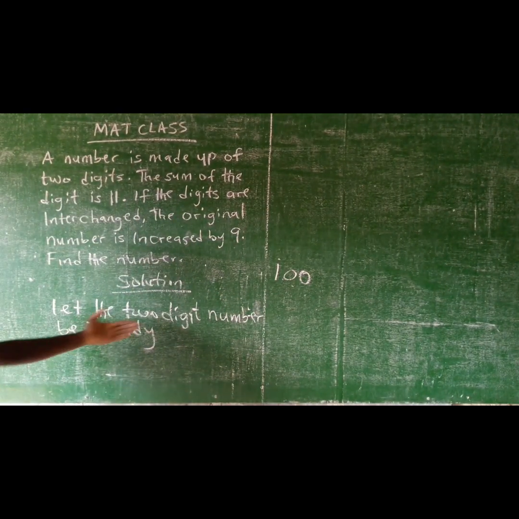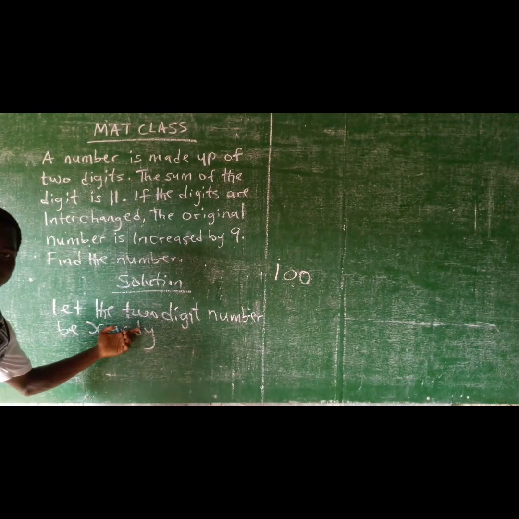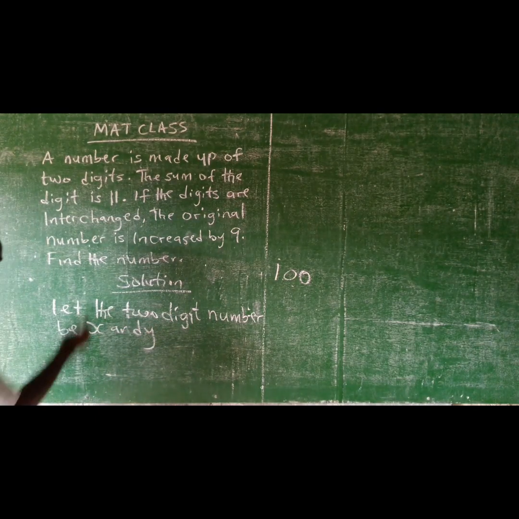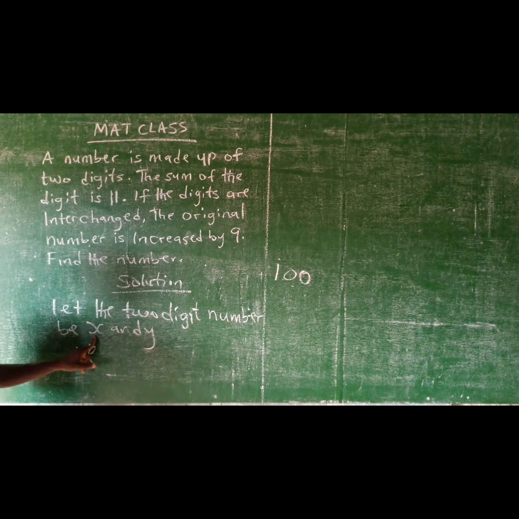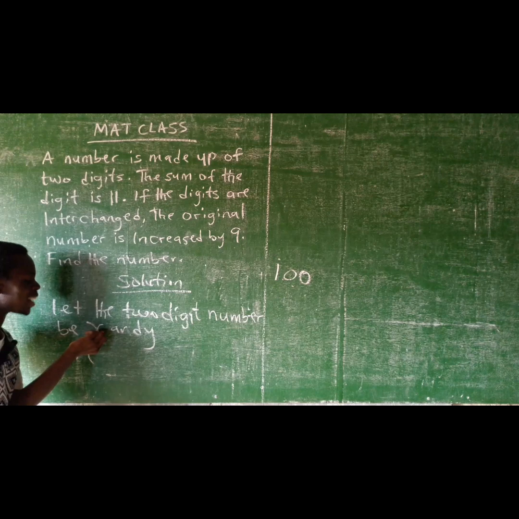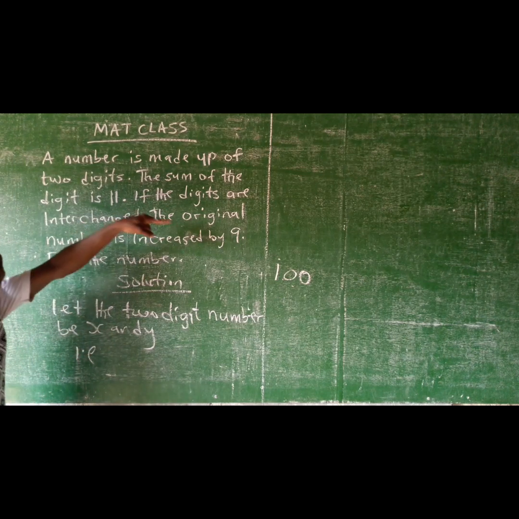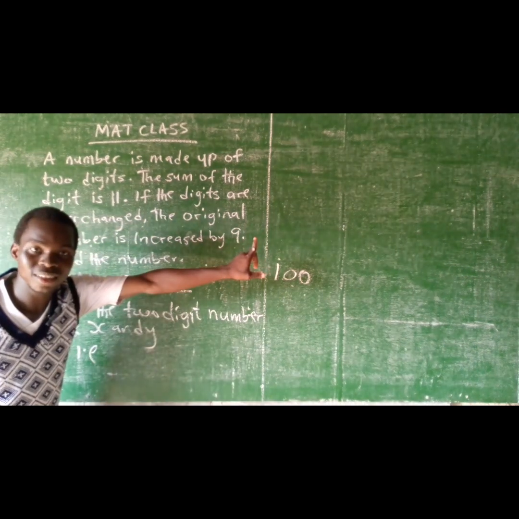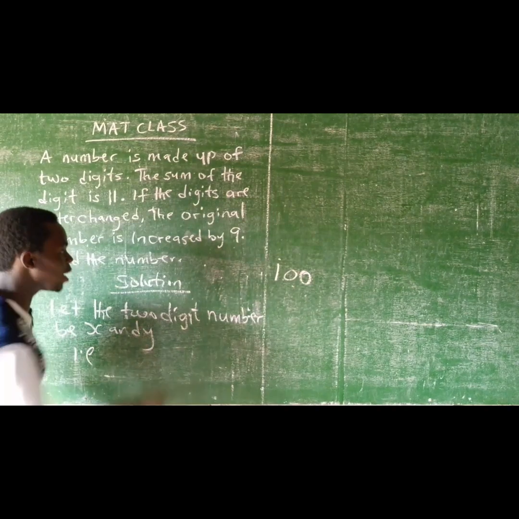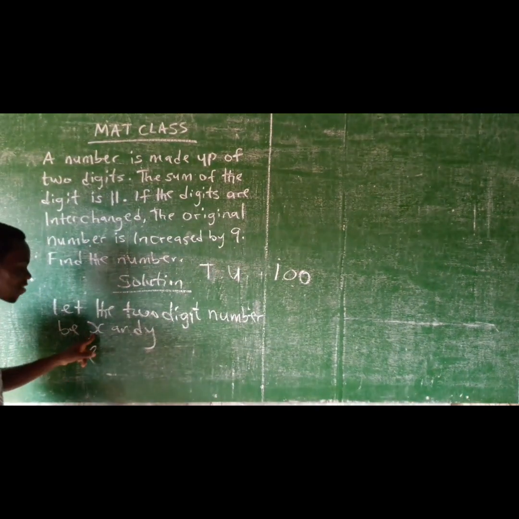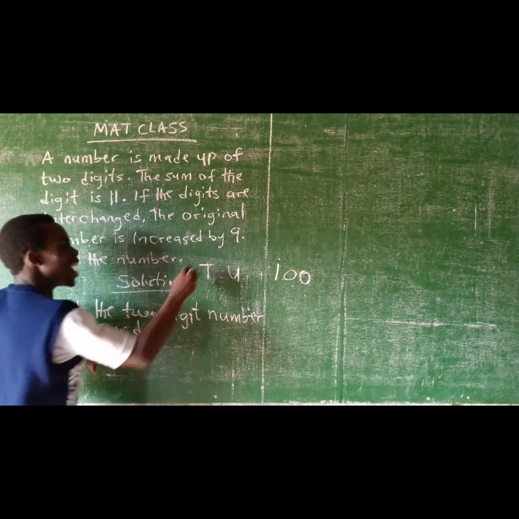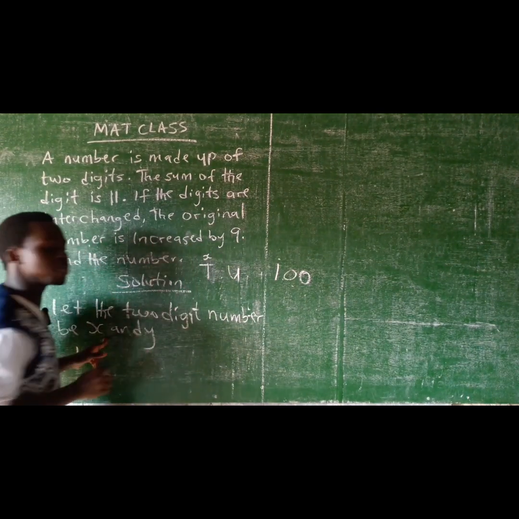And I say let the 2-digit number be x and y. Now in this area, for the 2-digit number, I'll say, let x be the tenth, because I'm having tenths and units. Again, I've taken a 2-digit number. Now let my x here, let this tenth be x.